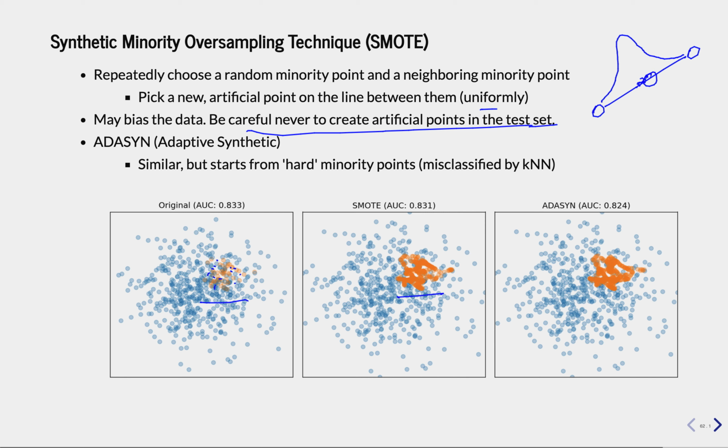There's one variation of SMOTE, which is called ADASYN, or adaptive synthetic, which is very similar, but instead of starting from a random point here to generate a new point, you start with a hard point. Hard point similar to the KNN before. If there's a point which is misclassified by a KNN, then it's a hard point, and that's the point we start from to run SMOTE. And then we take another point, neighboring, and then we generate points in the middle. It's a small variation that sometimes works a bit better.